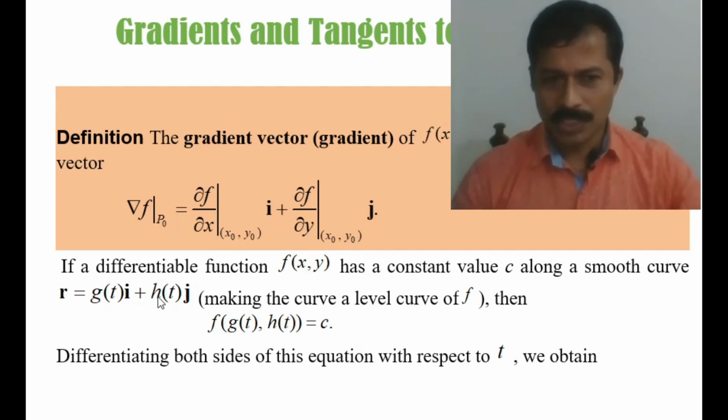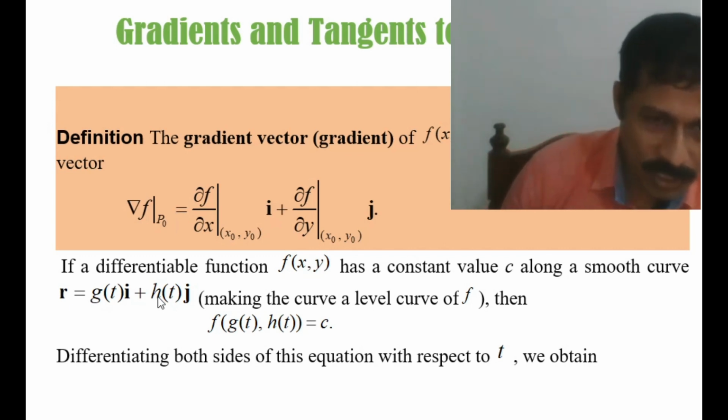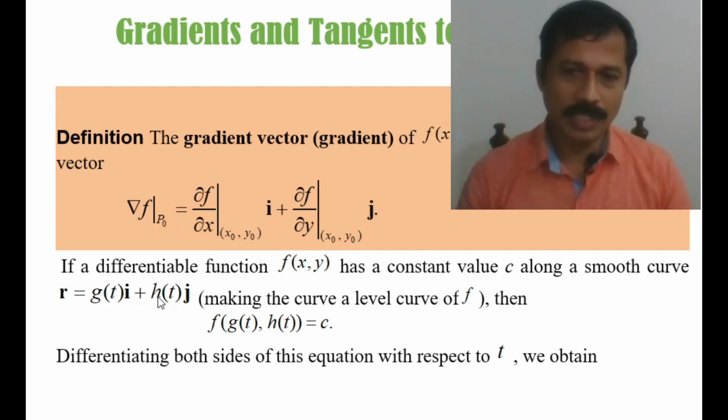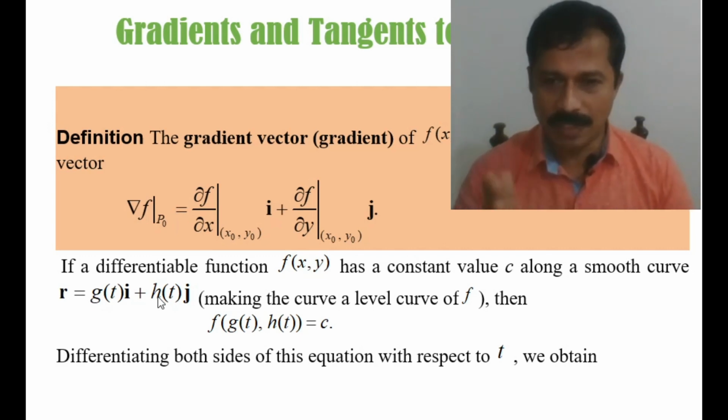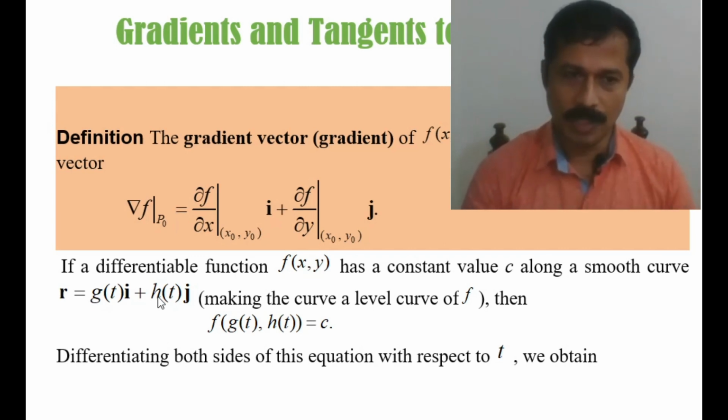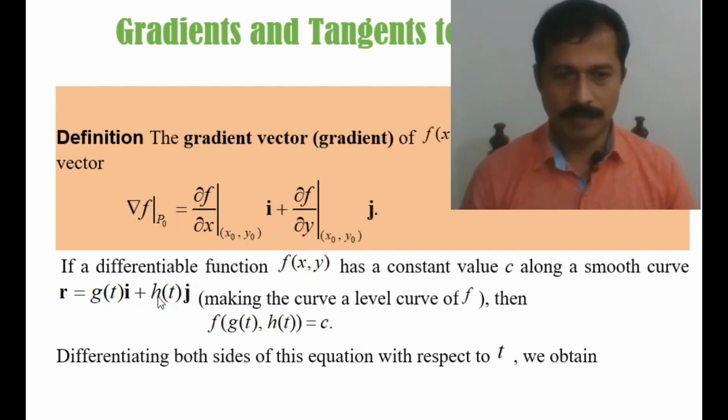Okay, let me continue. Suppose r of t is equal to g of t i plus h of t j is a vector valued function that represents a smooth curve in a plane. Smooth curve means its derivative dr by dt is different from 0 for any value of t. That is the thing that we want.